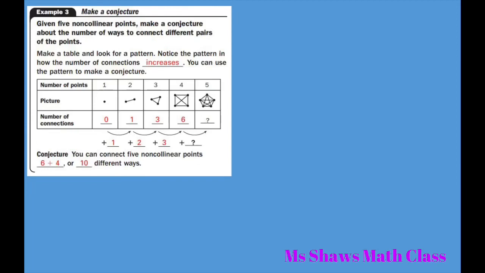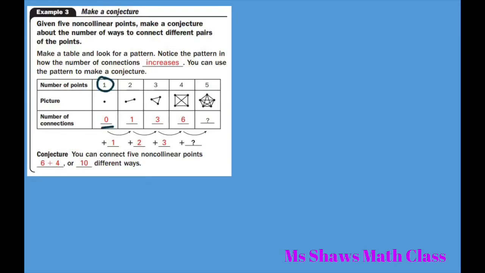The next example we have is we're given 5 non-collinear points. Remember that collinear means they lie on the same line, so non-collinear means they don't lie on the same line. Right. We make a table and look for a pattern. And you notice that they increase. So at 1 point, we have 0 connections.